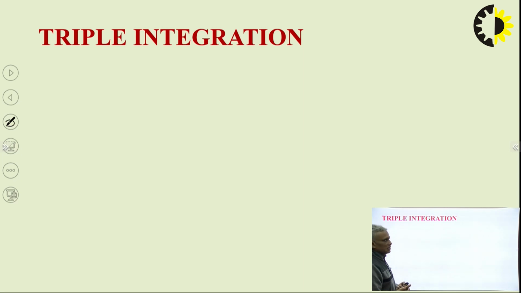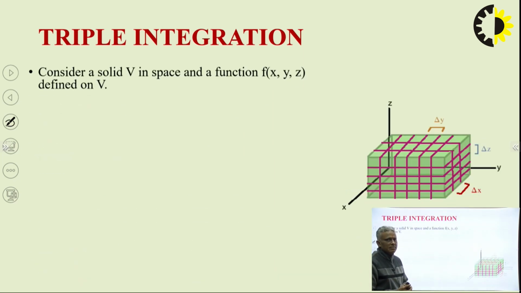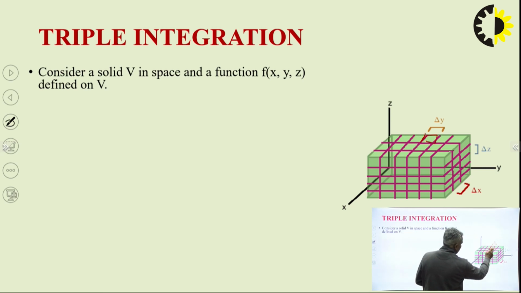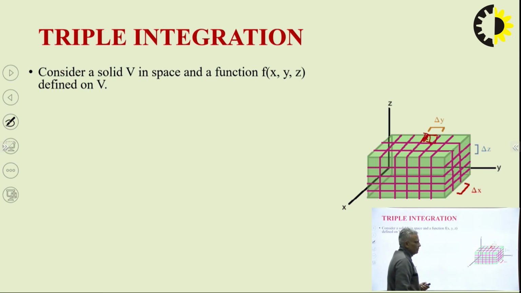Now triple integration. In the same way, triple integration is divided into three parts, and how to calculate? Triple integration represents the volume of the solid. Suppose I want to calculate the volume of this mesh. So first of all I calculate the area and multiply by delta y. So this becomes the volume. Generally students study volume as length, breadth, height.